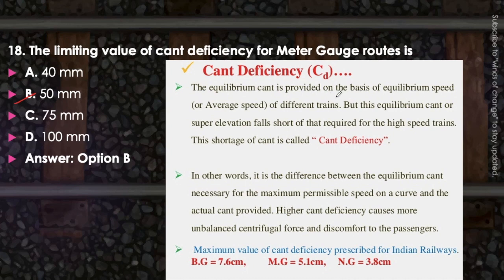The equilibrium cant is provided on the basis of equilibrium speed or average speed of the different trains. But this equilibrium cant or super elevation falls short of that required for the high speed trains. This shortage of cant is called cant deficiency. And the value of the cant deficiency for broad gauge track is 7.6 cm, for meter gauge it is 5.1 cm, and for narrow gauge it is 3.8 cm. So memorize it, it is also very important.